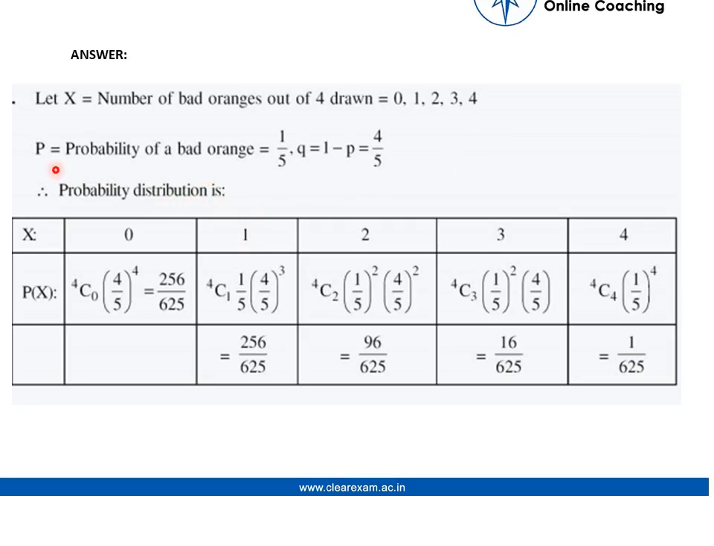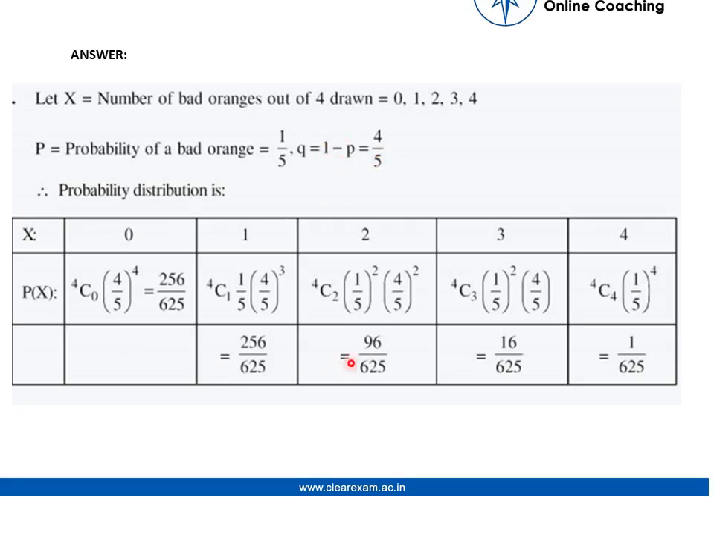So first we need to calculate the probability of bad oranges. That would be 1 by 5, because we have 5 choices of 5 total cases and one would obviously get true. So 1 by 5. Now probability of good oranges can be calculated as 1 minus 1 by 5, where 1 by 5 is the probability of bad oranges. As you know, the sum of the probabilities is always one. So 1 minus p gives us 4 by 5.